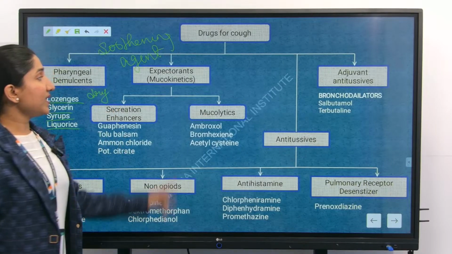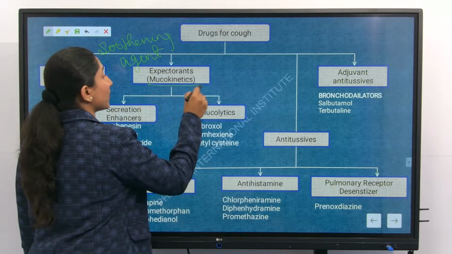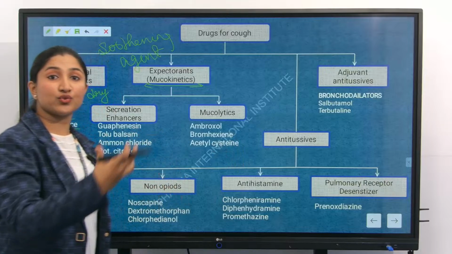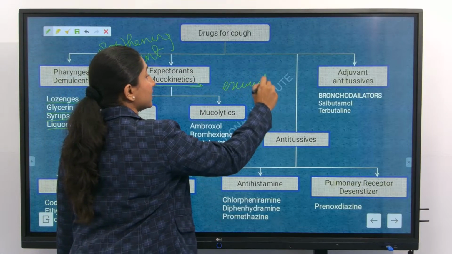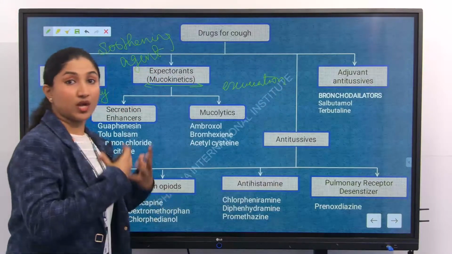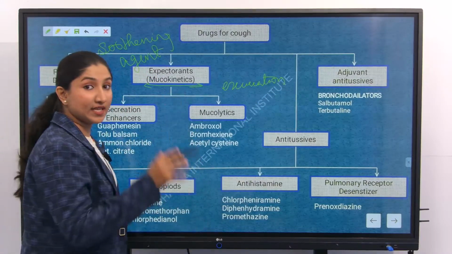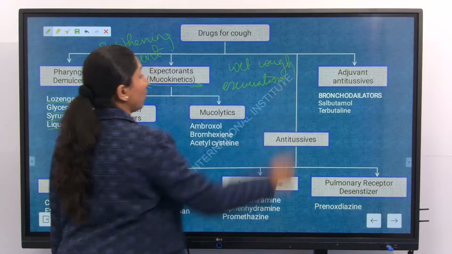Now the next category of drug is the expectorants, or the mucokinetics. What do these drugs do? They basically increase the expectoration of mucus, increasing the excretion of mucus from the respiratory tract. So these types of agents are basically useful for the wet cough.